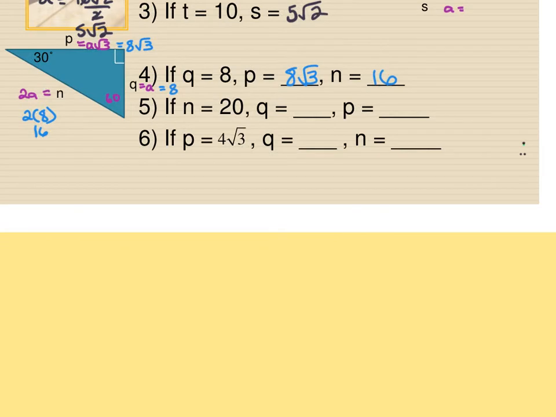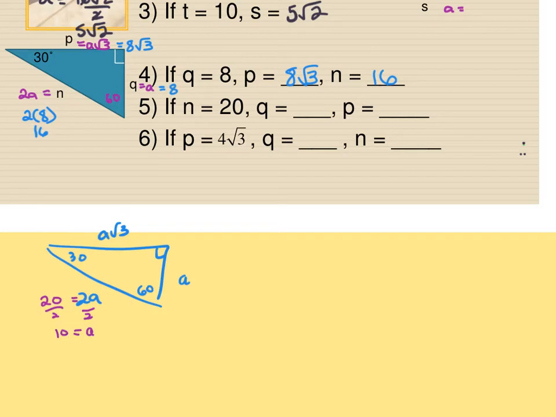I'm just going to redraw it down here. So 30, 60, 90, a, a root 3, 2a. So for number 5, N, which was down here, the hypotenuse, is 20. That's my 2a side. So I'm going to divide both sides by 2, and I'm going to get that a is 10, which means the opposite to 30, which is your Q, is 10, and opposite to 60 is 10 root 3.